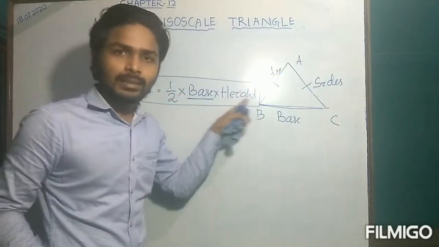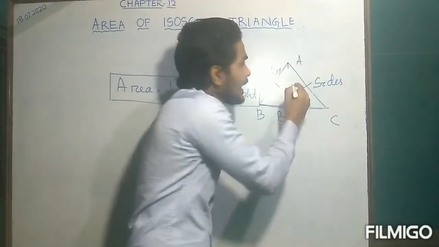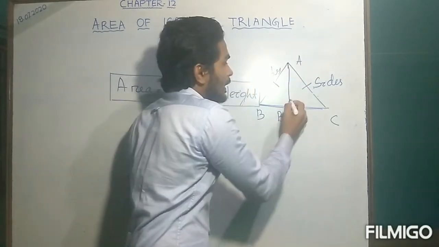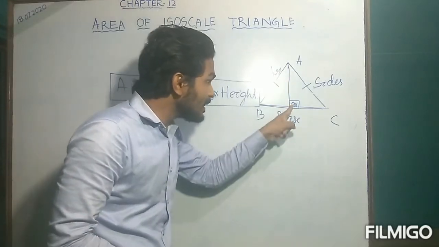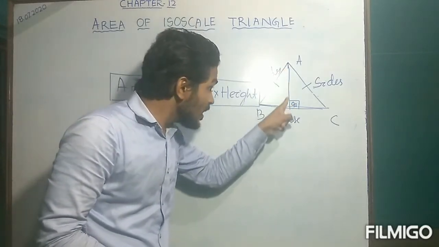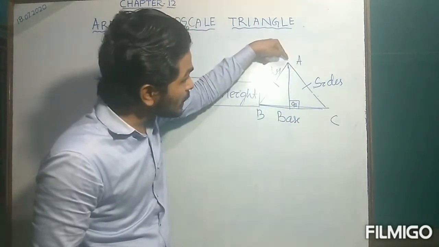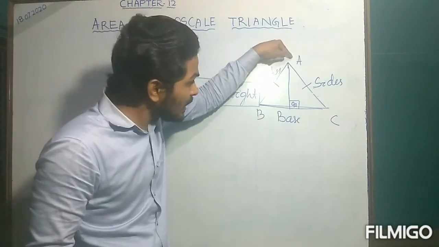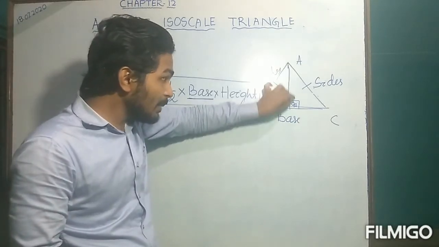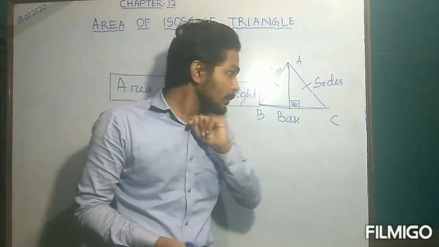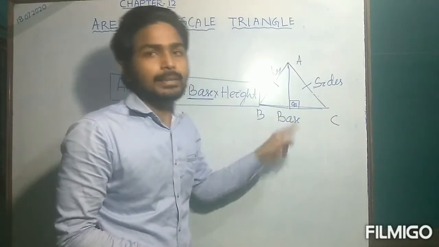Then what is the height? Height is this part. This is the peak point, vertex A, and height is this part. This is 90 degrees. What is height? Height is the minimum distance. Height is the perpendicular distance, or you can say minimum distance, from the top of the triangle to the base. So between two points, the minimum distance is called the height, and you have to remember that the height is always at 90 degrees to the base.